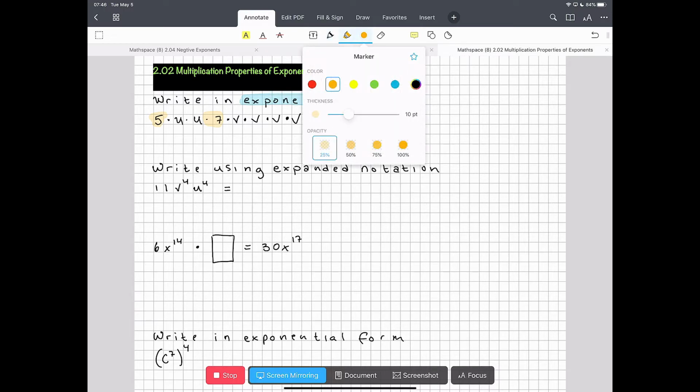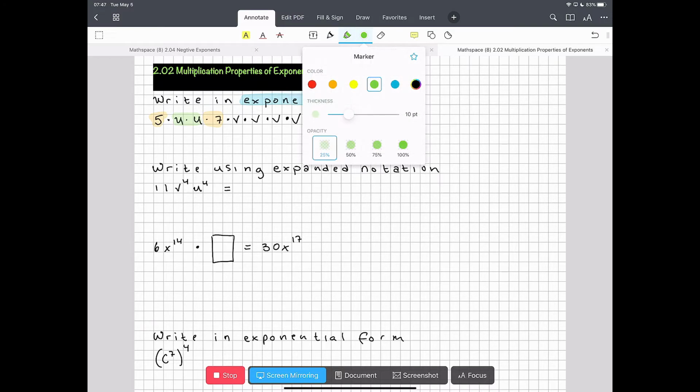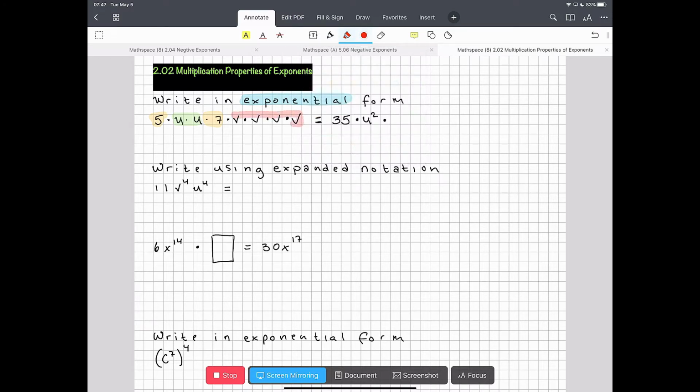Then I'm looking for other like terms, like variables that I can simplify. Well, I've got u times u. U times u is u squared. I'm going to apply the same now to the exponents, which is v times v times v times v. That's v to the 4th.